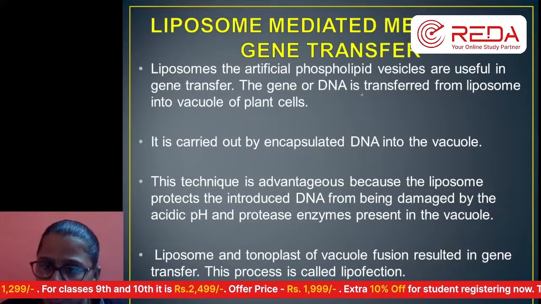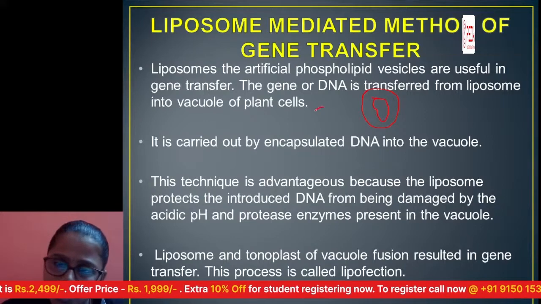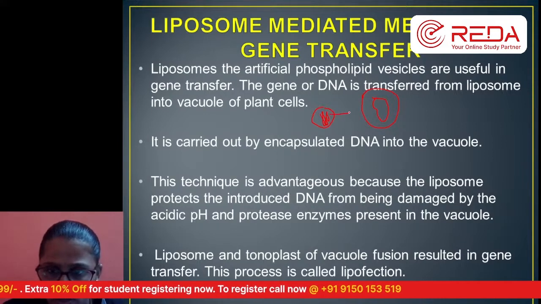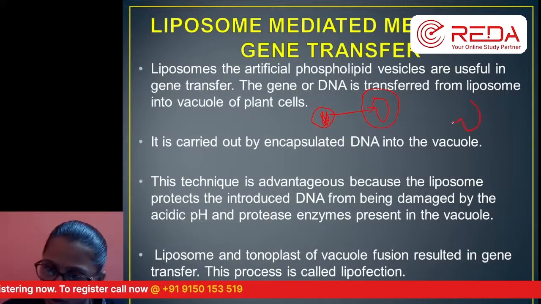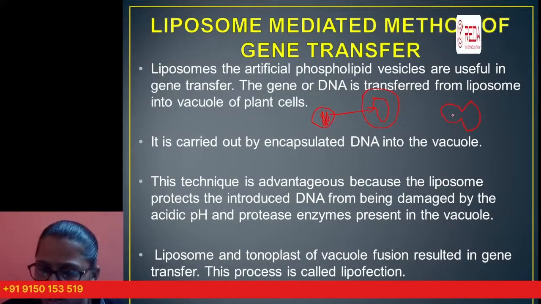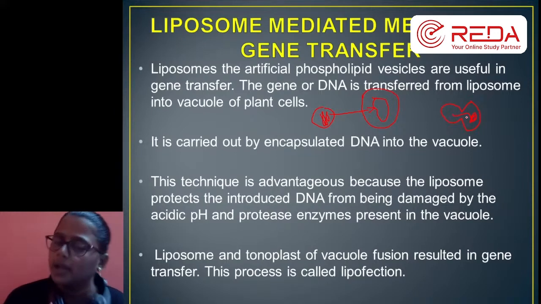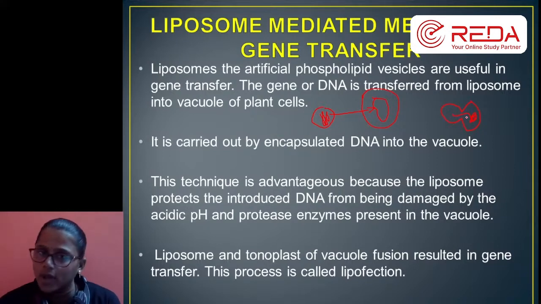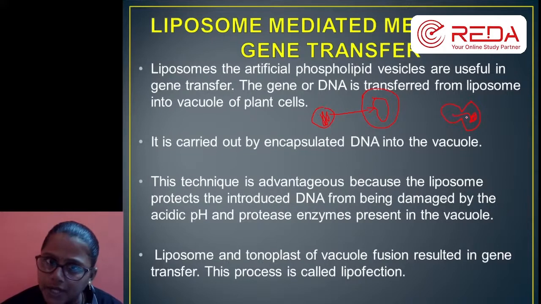See that a cell will have a larger vacuole. So this is a liposome. The liposome will have the DNA. This will go and make contact with the vacuole. They form a contact like this. Then the membrane of one and the membrane of the other fuse, and then the DNA travels inside. So this is called the liposome-mediated method of gene transfer. The encapsulated DNA is carried into the vacuoles. Like a lid covering it, the liposome is going to encapsulate the DNA.